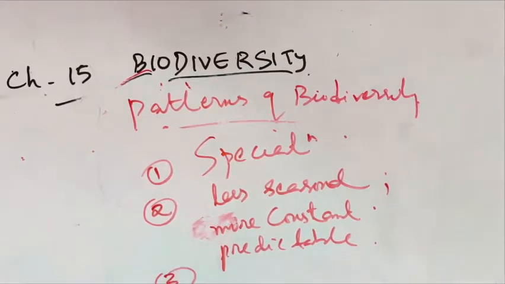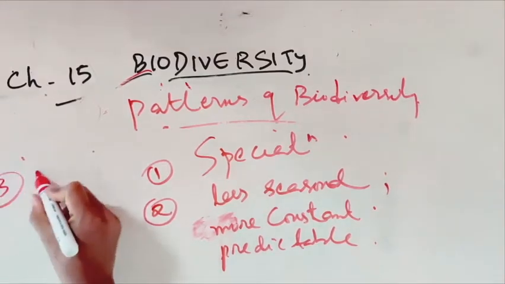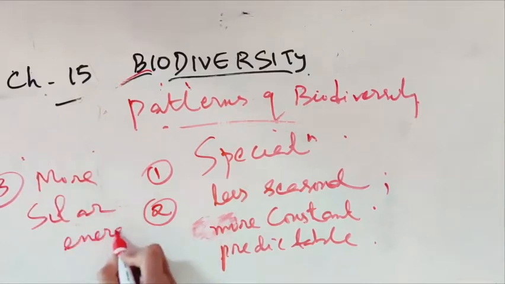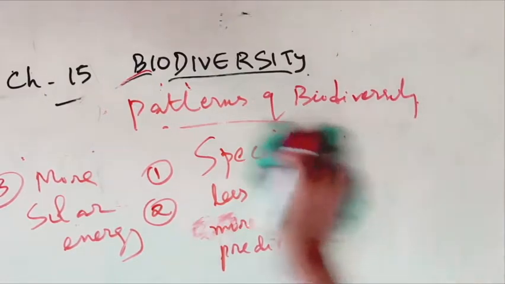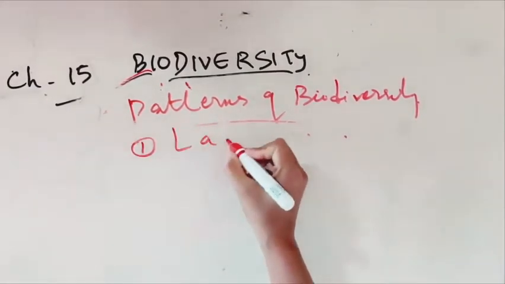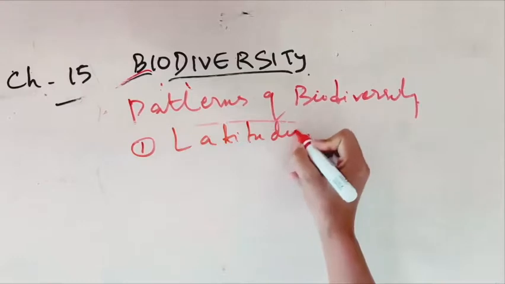And the third reason is more solar energy. I'll write it beside. In the equatorial region there is more solar energy. So these are the reasons why tropics are more rich in species than the temperate ones. All right. So this is the first pattern of biodiversity, latitudinal gradient.